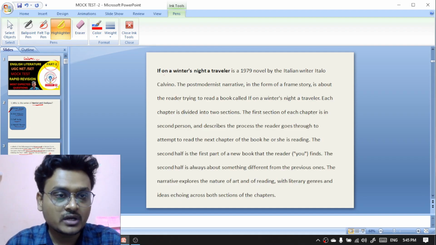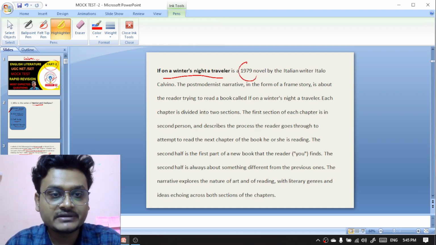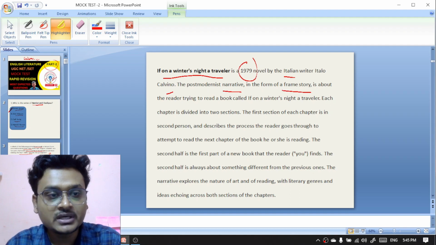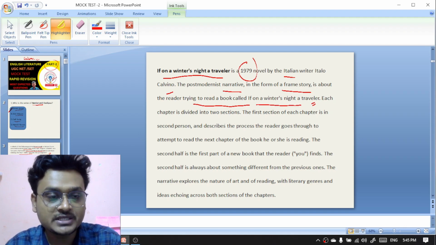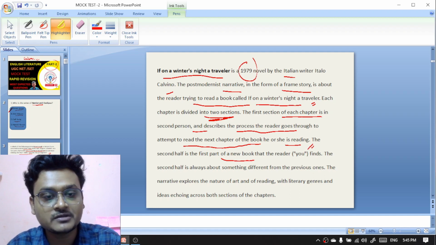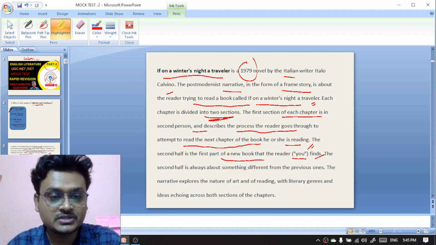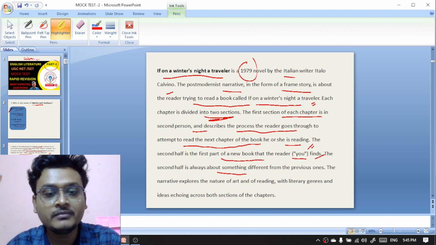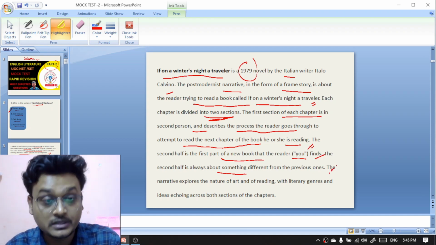If on a Winter's Night a Traveler is a 1979 novel by the Italian writer Calvino. A postmodernist narrative in the form of a frame story, it is about the reader trying to read a book called If on a Winter's Night a Traveler. Each chapter is divided into two sections. The first section of each chapter is in second person and describes the process the reader goes through to attempt to read the next chapter of the book, and the second half is the first part of the new book that the reader finds. So the second half is always about something different from the previous one. Okay. Moving to the next question.